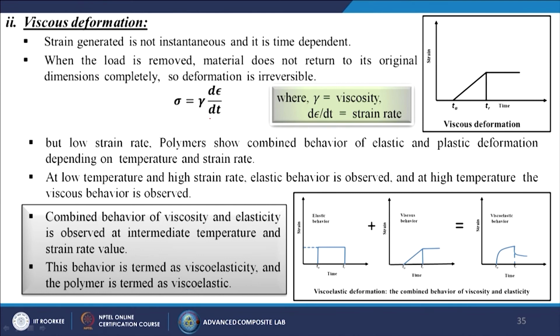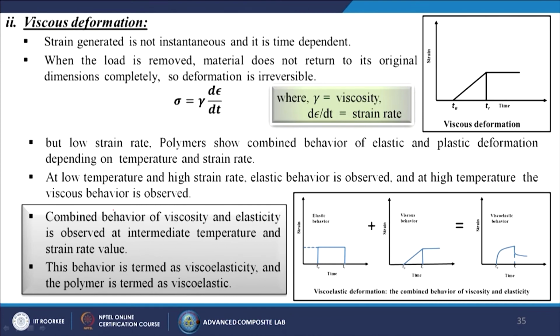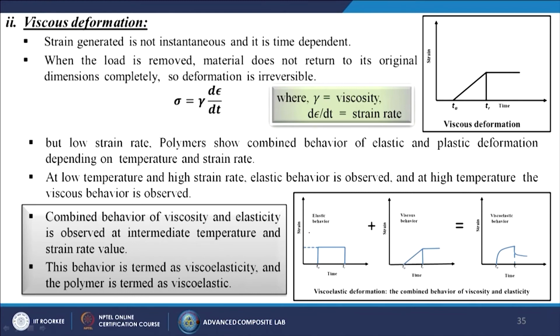Polymers show combined behavior of elastic and plastic deformation depending on temperature and strain rate. At low temperature and high strain rate, elastic behavior is observed, and at high temperatures viscous behavior is observed. Combined behavior of viscosity and elasticity is observed at intermediate temperature and strain rate values. So, when an elastic material is combined with a viscous behavior, we get the viscoelastic properties of that material. This behavior is termed viscoelasticity and the polymer is termed a viscoelastic polymer.